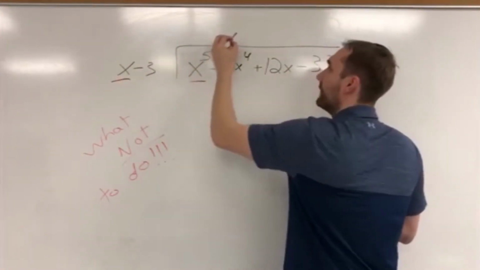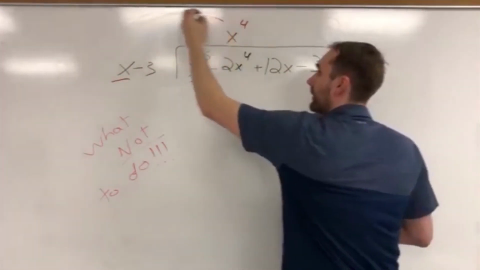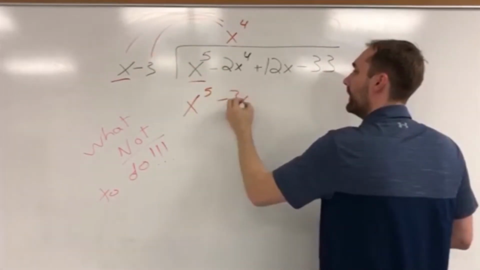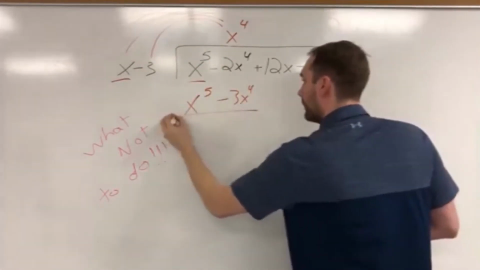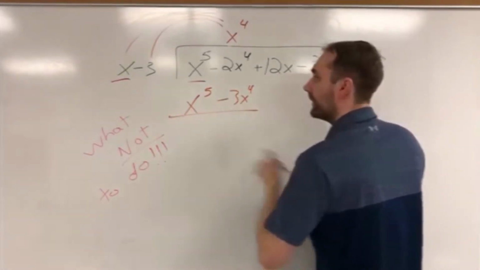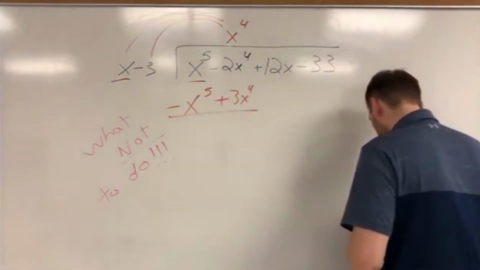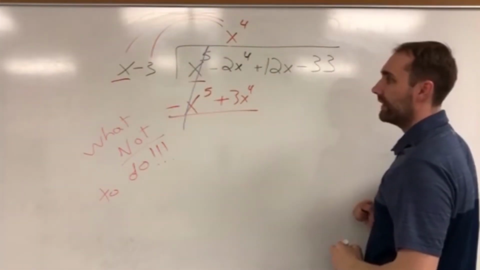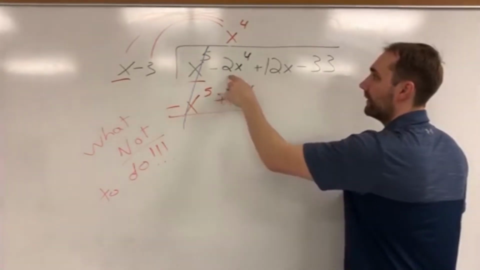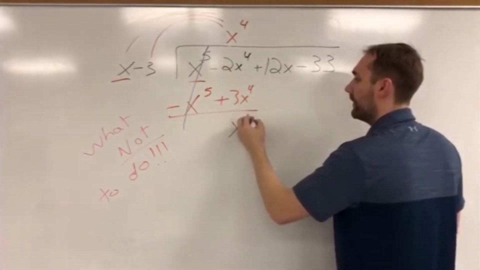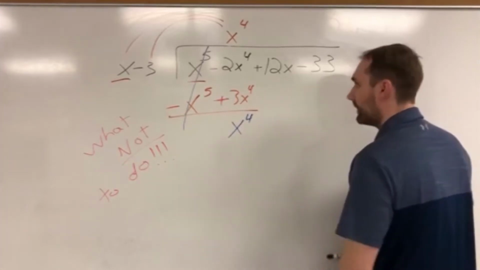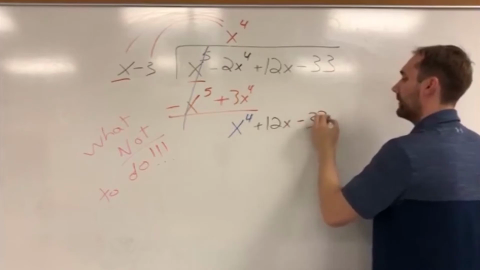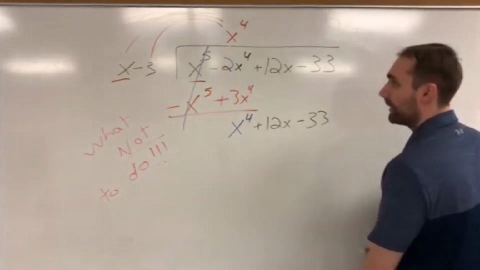X times what is x to the 5th? Well, that's x to the 4th. So x to the 4th times x is x to the 5th. X to the 4th times negative 3 is negative 3x to the 4th. Of course, here we want to flip our sign. So negative and a plus. Flipping so I can add, the x to the 5th cancel. 3x to the 4th plus 2x to the 4th is 1x to the 4th. And I want to drop everything else down. So plus 12x minus 33. Well, so far so good.